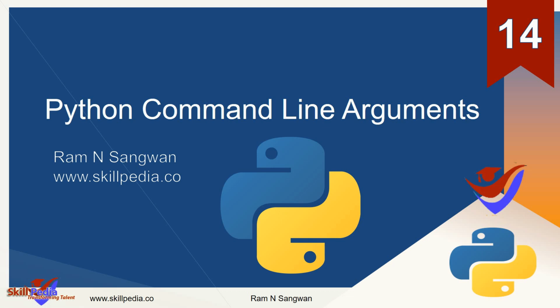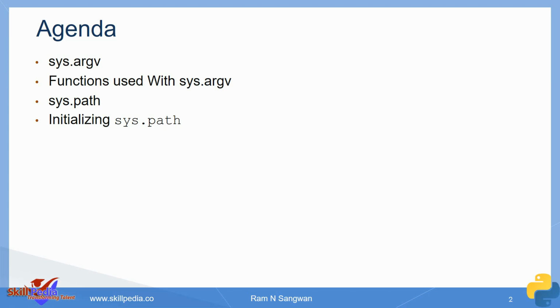Session 14, Python command line arguments. Actually a quick session. You just need to understand how command line arguments are passed to the programs. We need to talk about sys.argv, functions used with sys.argv, the path we already know, and initializing sys.path, that also we have done. That's the reason this session is quite easy and a small session, but important, but required.